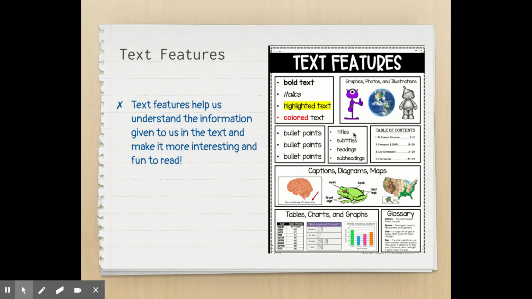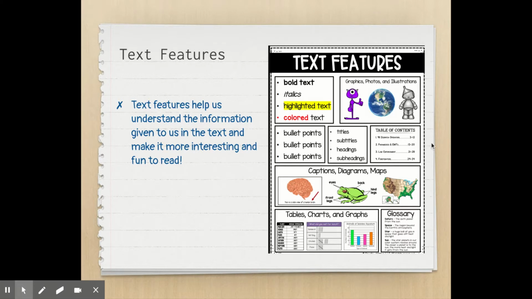Each of the text is separated through titles, subtitles, headings, and subheadings. Titles, you guys know, that would be the title of your story. Subtitles are different information throughout the story. And then headings are how they organize the information. One heading might be about how earthquakes happen, and all that information in that paragraph would be about how earthquakes happen. Then the next heading could be where they happen, and all the information underneath that would be about where they're happening.